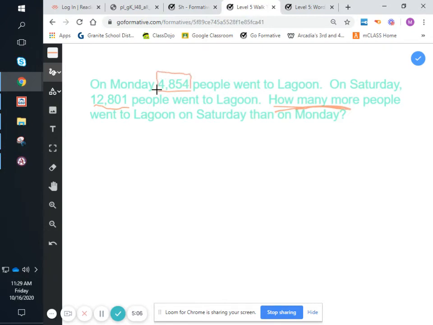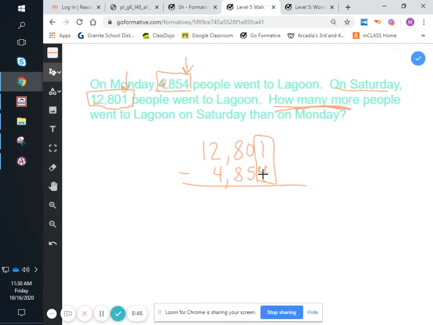Okay, so again, even though this number comes first in your problem, it will not come first when you set it up, right? Because we're trying to figure out on Saturday how many more went. So the bigger number, 12,801, will need to come first, take away 4,854. Also notice that I made sure my ones line up with my ones, and my tens with my tens and hundreds and so on. So make sure you line it up correctly if you have two numbers that have a different amount of digits in them.